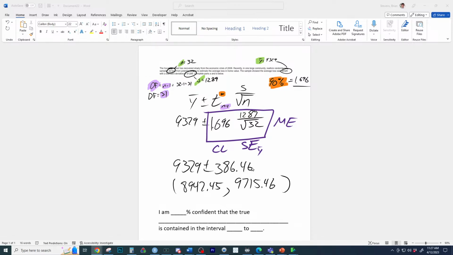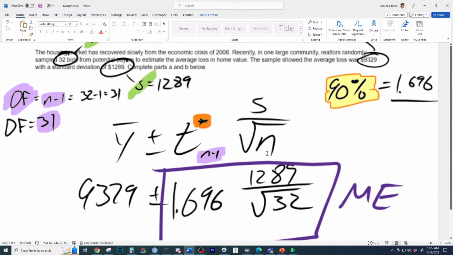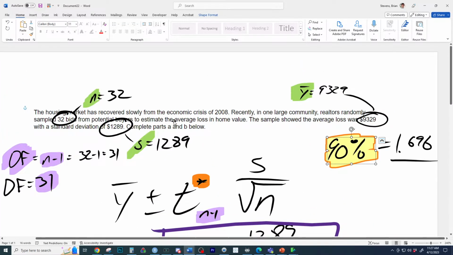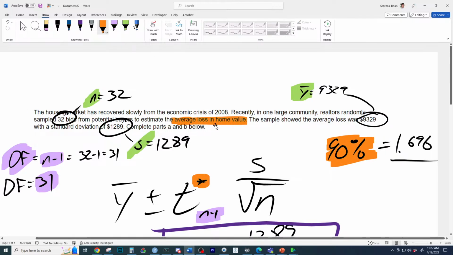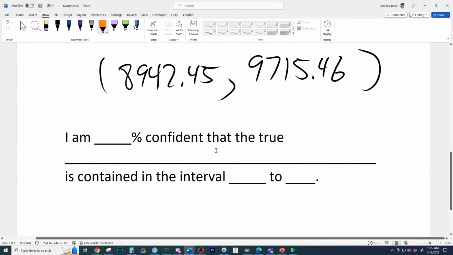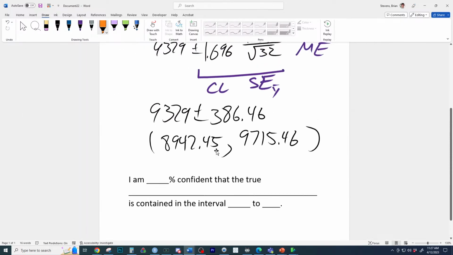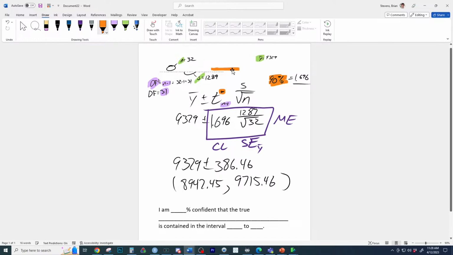So we would say, I am 90% confident that the true average loss people had, because we're estimating the true, here's the context right here, the average loss in home value. So I am 90% confident that the true average loss in home value is contained in, so that's the context you need right there, the interval here to here. And we'll just put those numbers.